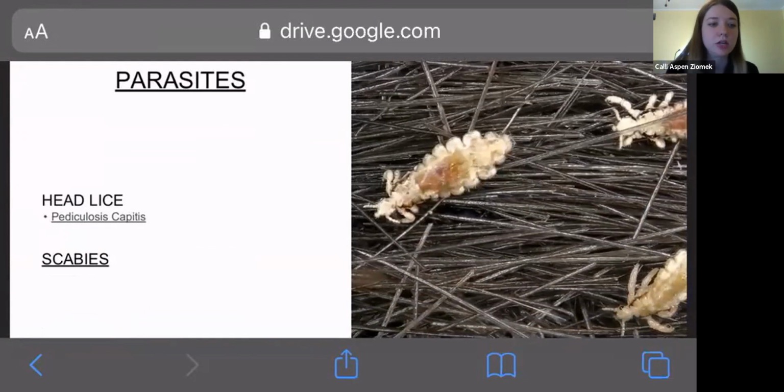Parasites will include your head lice, scabies, eyelash mites. Those are all parasites because they're little bugs that live on a host. They're very gross.